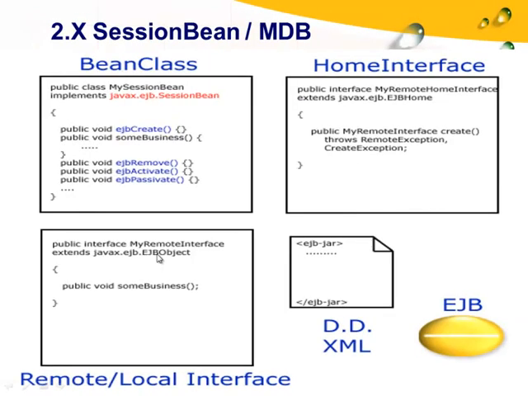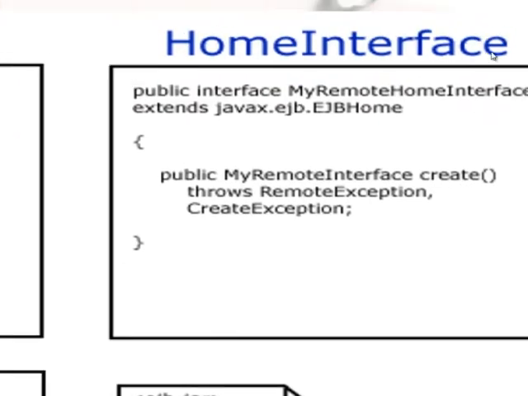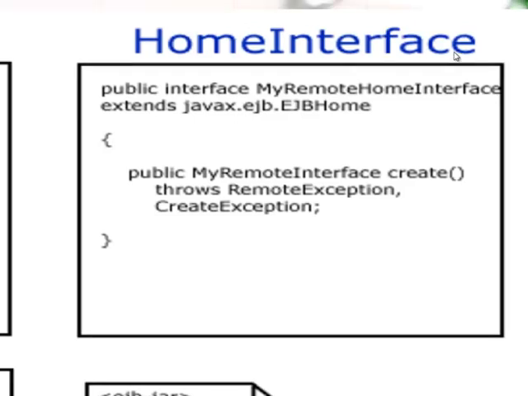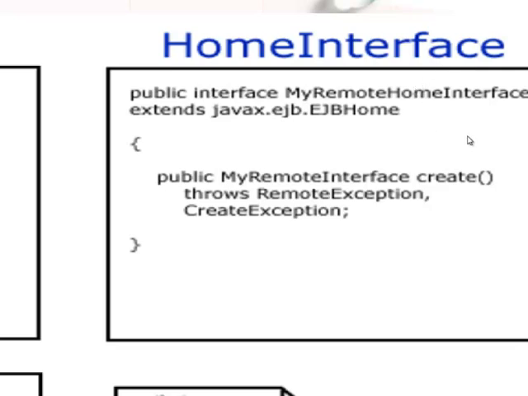That is two parts. But there is one more thing that has to be shown, and that is the home interface. This is the starting point wherein the client gets the access to it. So you need to do that thing, and there must be this create that is called by the client when everything fires up. So this is required.